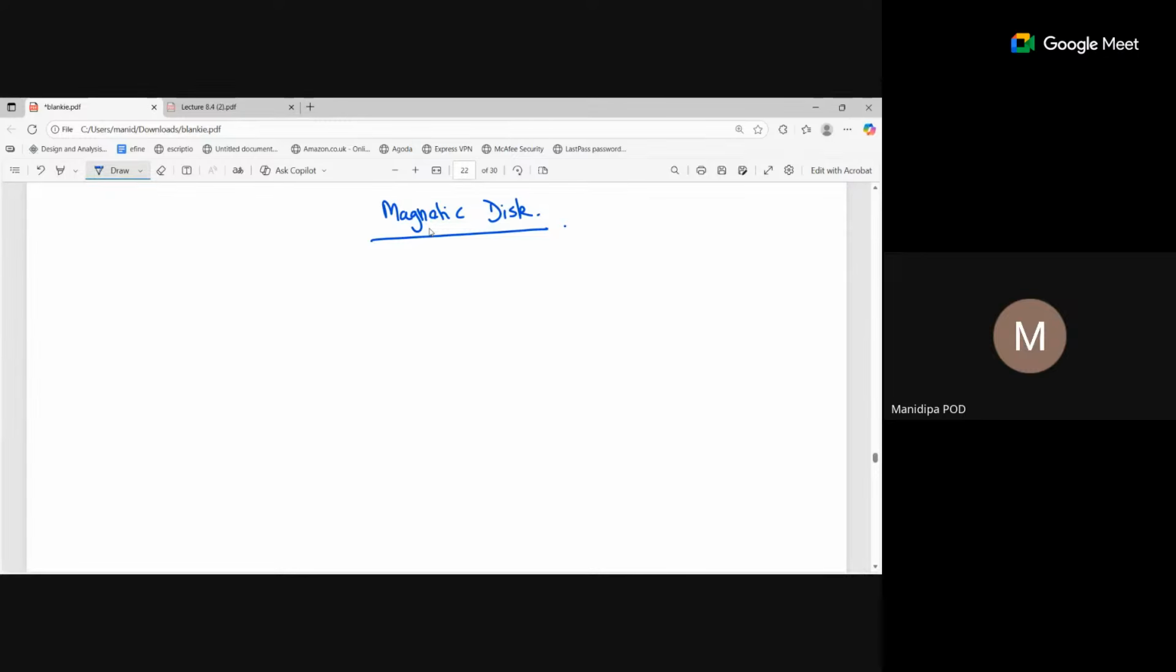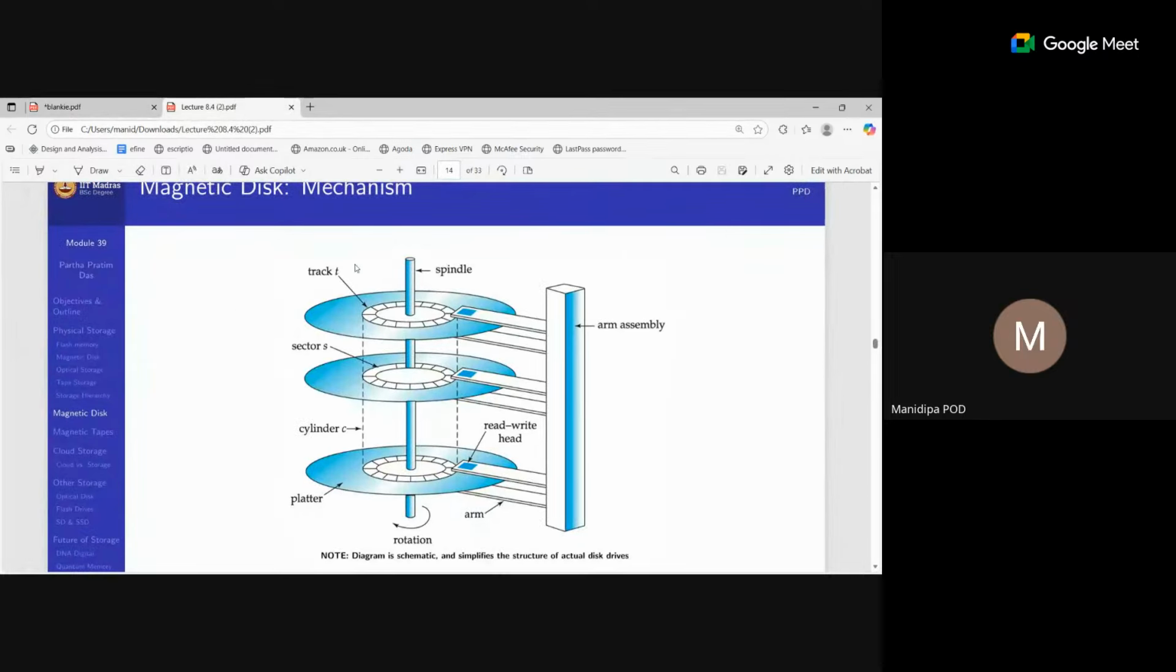So now let's discuss the magnetic disk itself. We will learn the structure, how it works, and how things are stored on it. Before we do that, let me show you this picture. So this is a magnetic disk. There are a lot of components to it. You can see these platters, right? Each of these circular disks is a platter. This is your arm assembly, as written here. This thing is holding the platter. This is your read-write head.